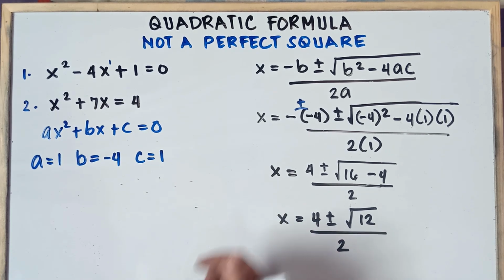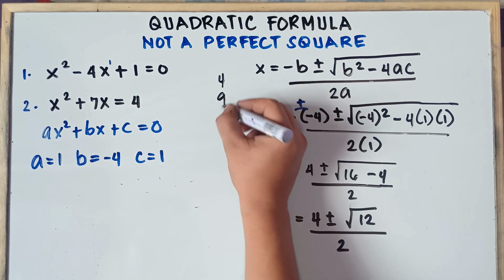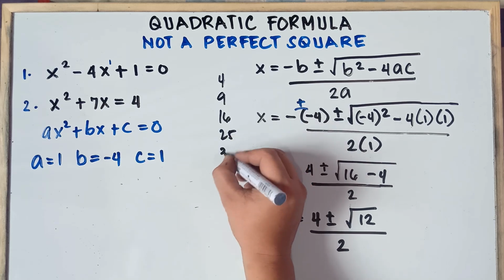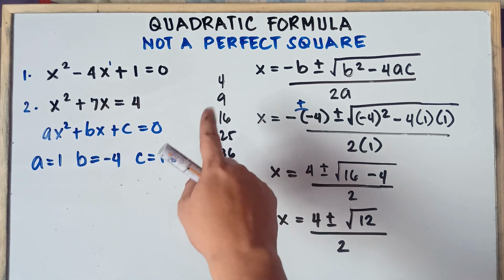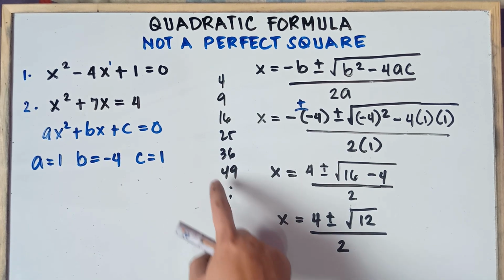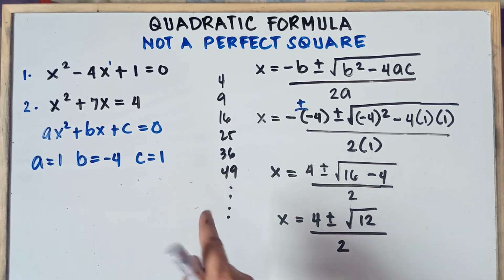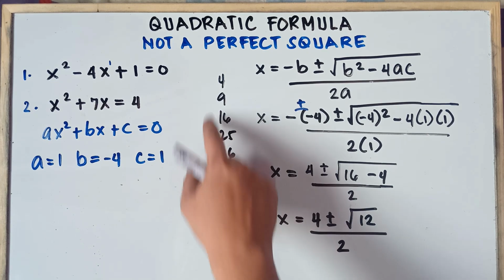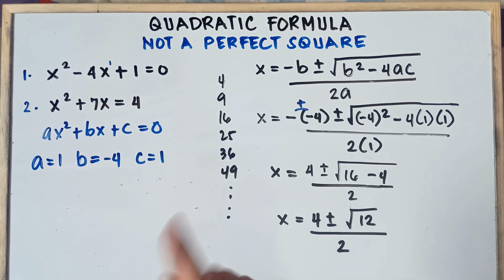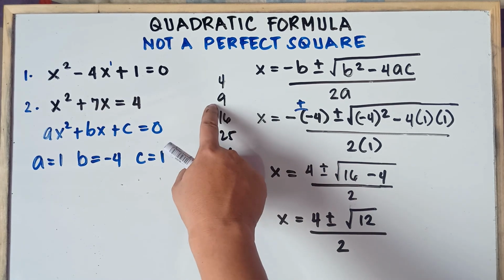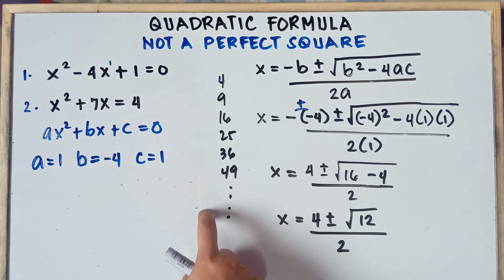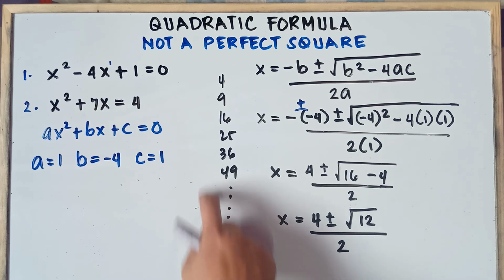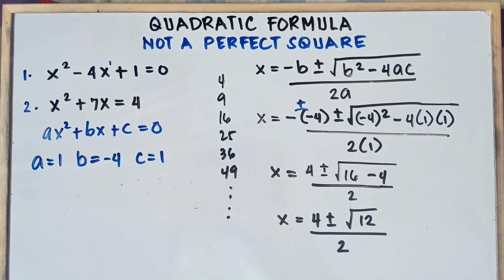Now, what are those perfect squares? We have 4, 9, 16, 25, 36, 49, and so on, right? Class, we call these numbers perfect squares because when we get the square root of this number, our answer is a whole number. Example, the square root of 4, of course, that's 2, because 2 times 2 is 4. Square root of 9, that is 3. Your answer is always a whole number.